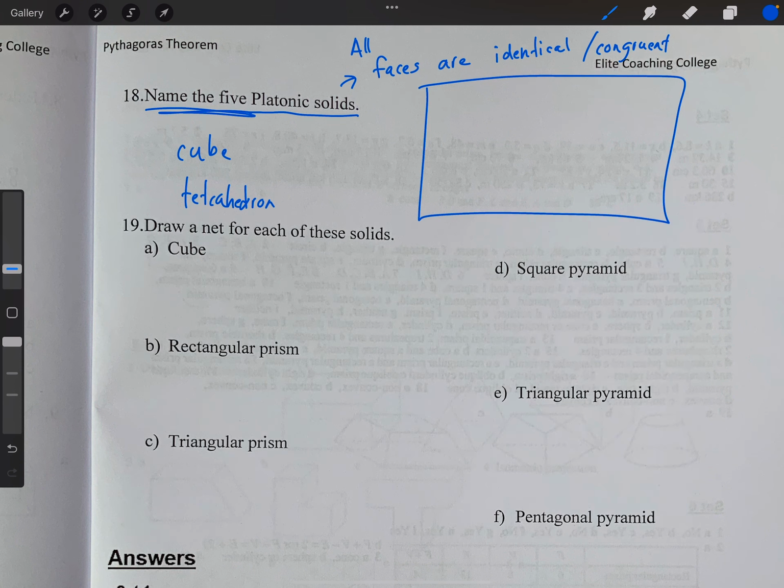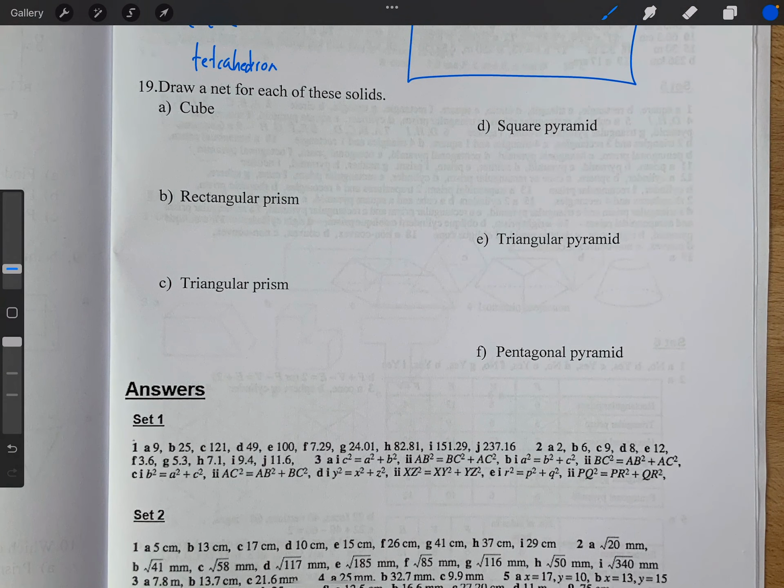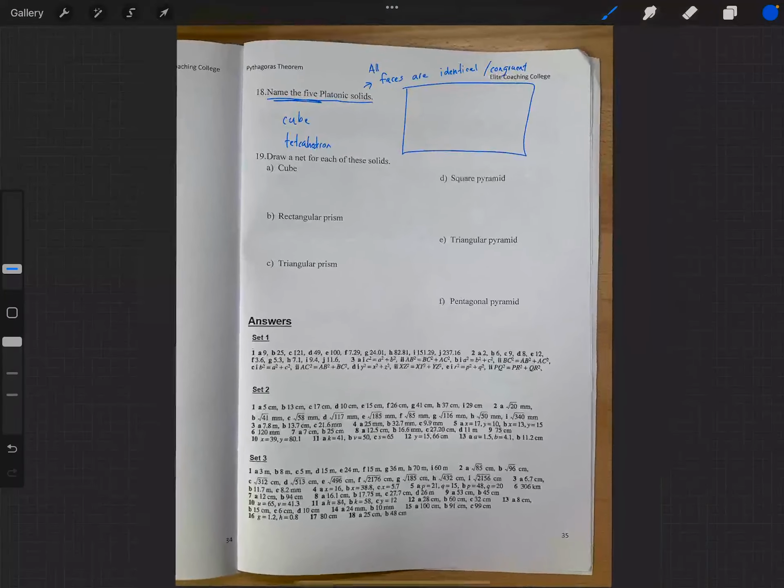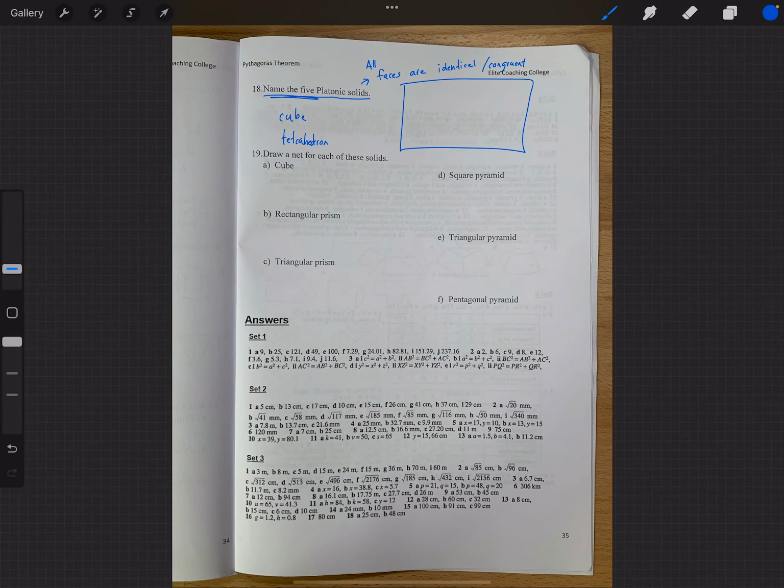Question 19. Draw a net for each of these solids. Okay, so these are pretty basic, so I won't do these. And then I think that's the end of it. Yep. Okay. All right. Hope that helps.